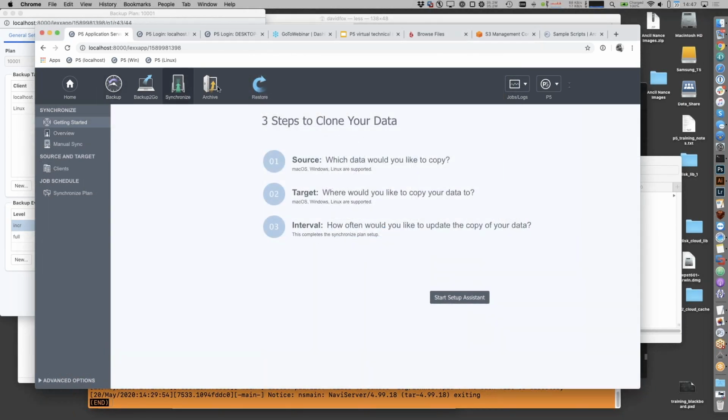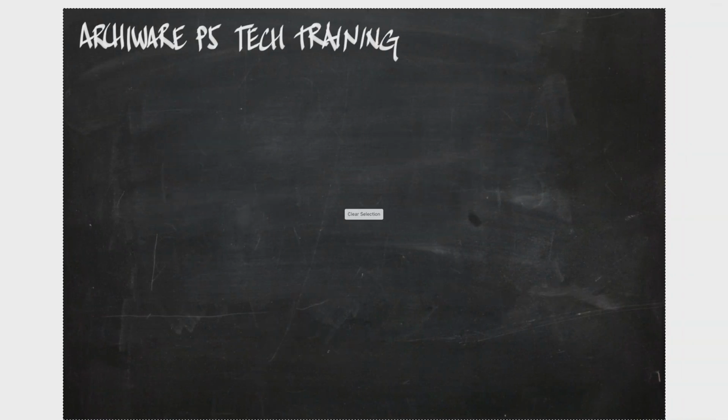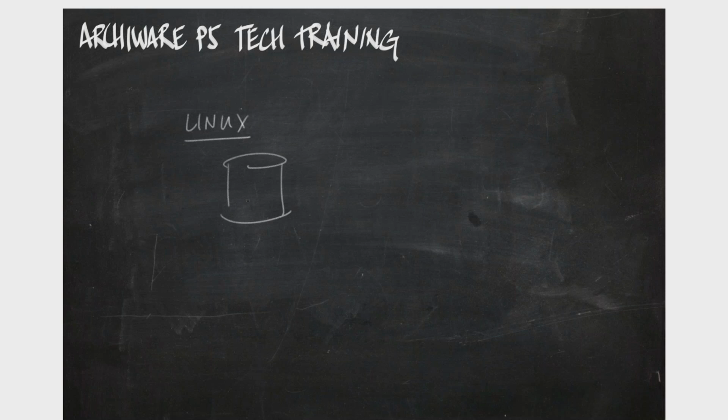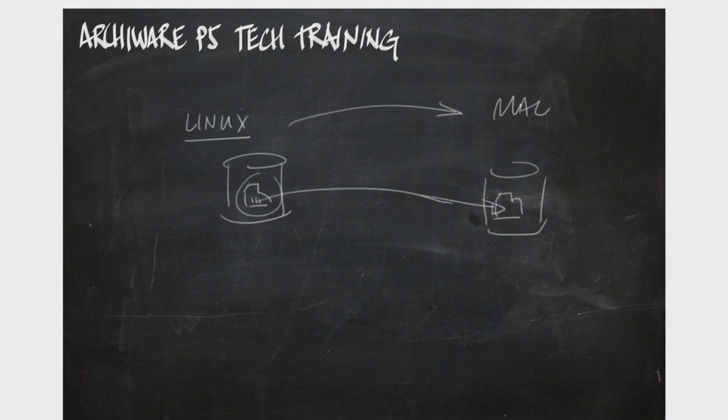So, synchronize. If we just draw something on here about synchronize, what I'm going to do is, I've got my Linux client machine, which has its data share, and there's a folder with a bunch of files inside. What I want to do is replicate this folder over to the Mac, where I've got my desktop folder, and I'm going to create a folder and replicate that folder of images, so you can see just how a replication works.